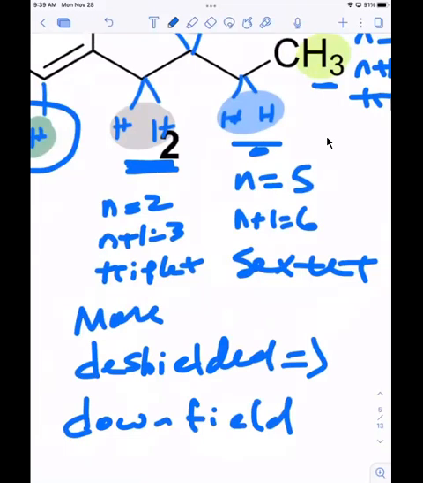The reason I say that is because these are all ways that you can tell signals apart. That's how you distinguish signals: where they're located, what the integration is, and what the splitting pattern is. When we first started looking at this, I gave you the basic things that we look at in an NMR to determine what signal corresponds to what proton. Well, it was 4 things: the number of signals, the location of the signals, the splitting pattern, and the integration. With those 4 things, you can interpret any spectrum based on those.